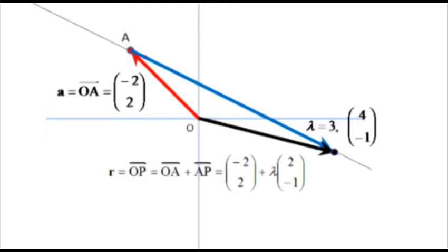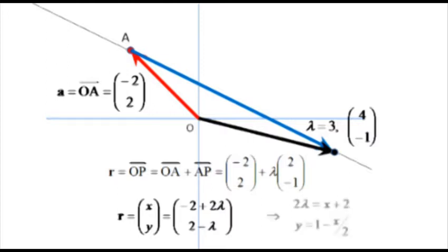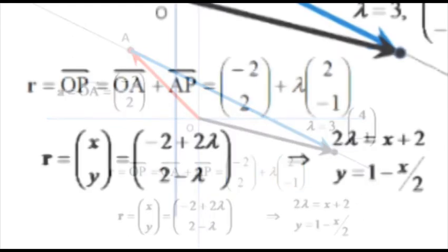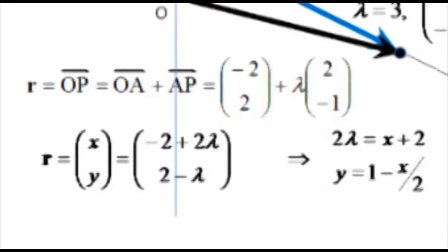Our vector equation is in fact 2 separate equations for the x and y coordinates of the point P. If we write OP as (x, y), then we have x is -2 plus 2 lambda and y is 2 minus lambda. We could eliminate lambda between these 2 equations. From the x equation, we have 2 lambda is x plus 2, and substituting into the y equation gives us y equals 2 minus (x over 2 plus 1), which is equal to 1 minus x over 2, which is the more familiar equation for this straight line.